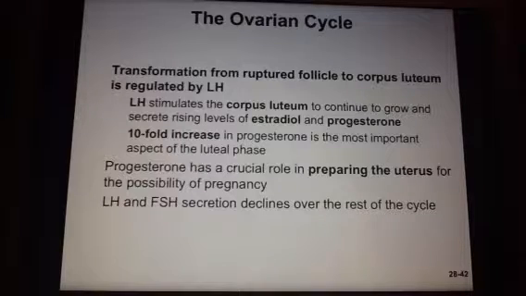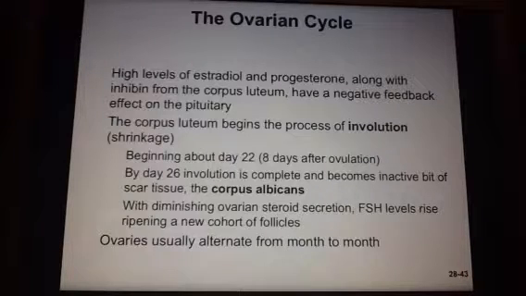So the high amount of progesterone needs to be ready for preparing the uterus. And then the LH and FSH are going to decline for the rest of the cycle. So the corpus luteum is going to start to shrink at about day 22. By 26, the shrinkage is complete and it becomes an inactive bit of scar tissue. And then the FSH levels are going to rise, and that's kind of getting a new group of follicles. And again, the ovaries alternate from month to month. So right side, left side.